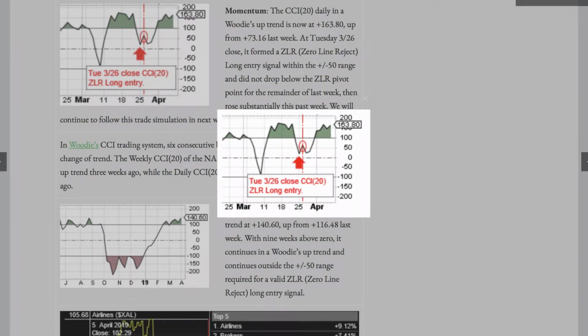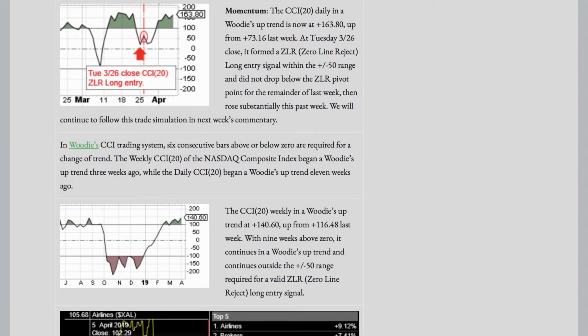Momentum. The CCI 20 daily, in a Woody's uptrend, is now at a positive 163.80, up from a positive 73.16 last week. At Tuesday 3/26 close, it formed a zero-line reject long entry signal within the plus or minus 50 range, and did not drop below the zero-line reject pivot point for the remainder of last week. Then rose substantially this past week. We will continue to follow this trade simulation in next week's commentary.